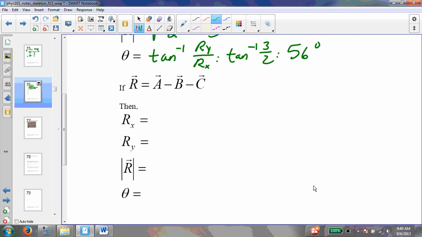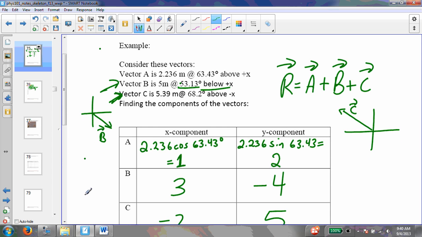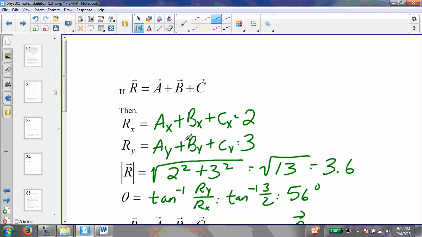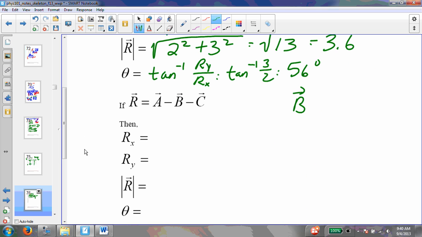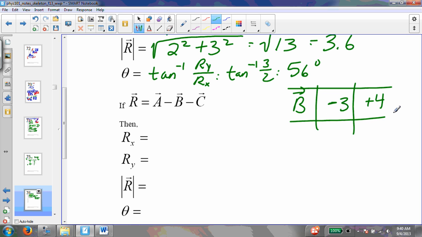Now let's say, for example, I wanted to find A minus B minus C. Then that means for my x and y components, whereas before, for the vector B, I had x and y components of 3 and -4, now my x and y components are going to be -3 and +4. So I'll just negate both of those components.